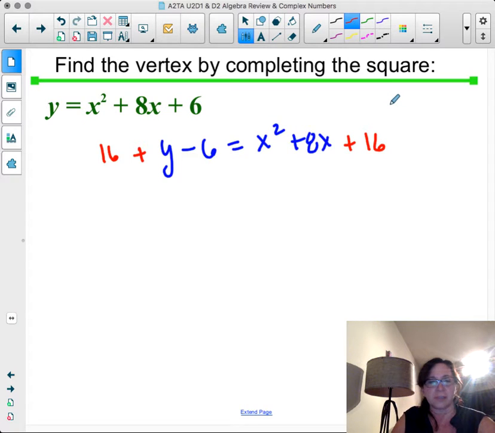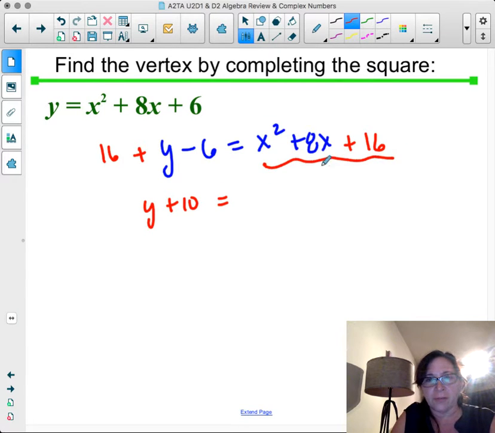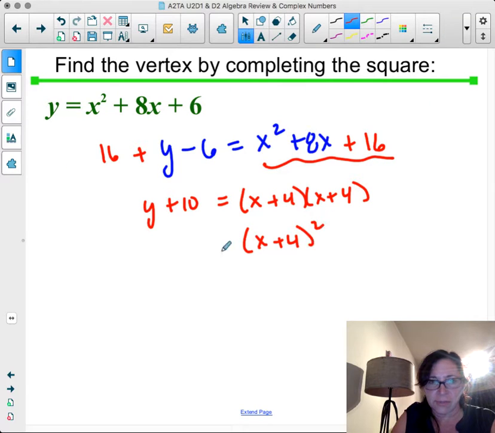It's an equation, so whatever you do to one side, you have to do to both. So we have y plus 10 is equal to, and this is going to factor every time perfectly, x plus 4 times x plus 4. It's the square root of this and the square root of this. Those are your values, they go into the parentheses. x plus 4 quantity squared. y plus 10, I'm going to move that 10 to the other side. Put that in vertex form.